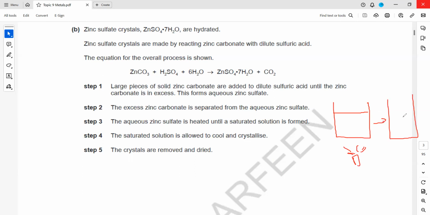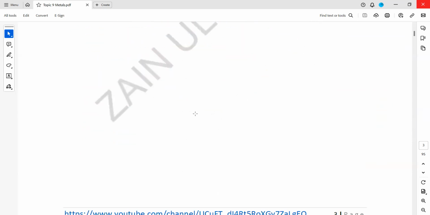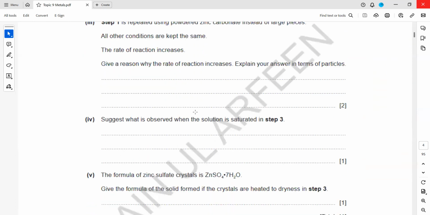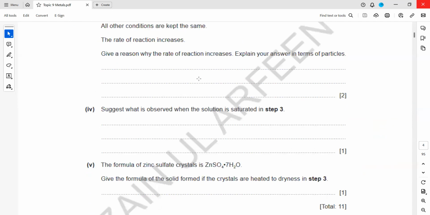When the solution cools down, the crystals start to form, or the solid appears. That means the solution is saturated, like no more solute can dissolve. If the crystals start to form, then we identify that this is a saturated solution. So how will the student know? Suggest what is observed when the solution is saturated in step 3. We will observe the crystals or the solid forming on the walls of the beaker.